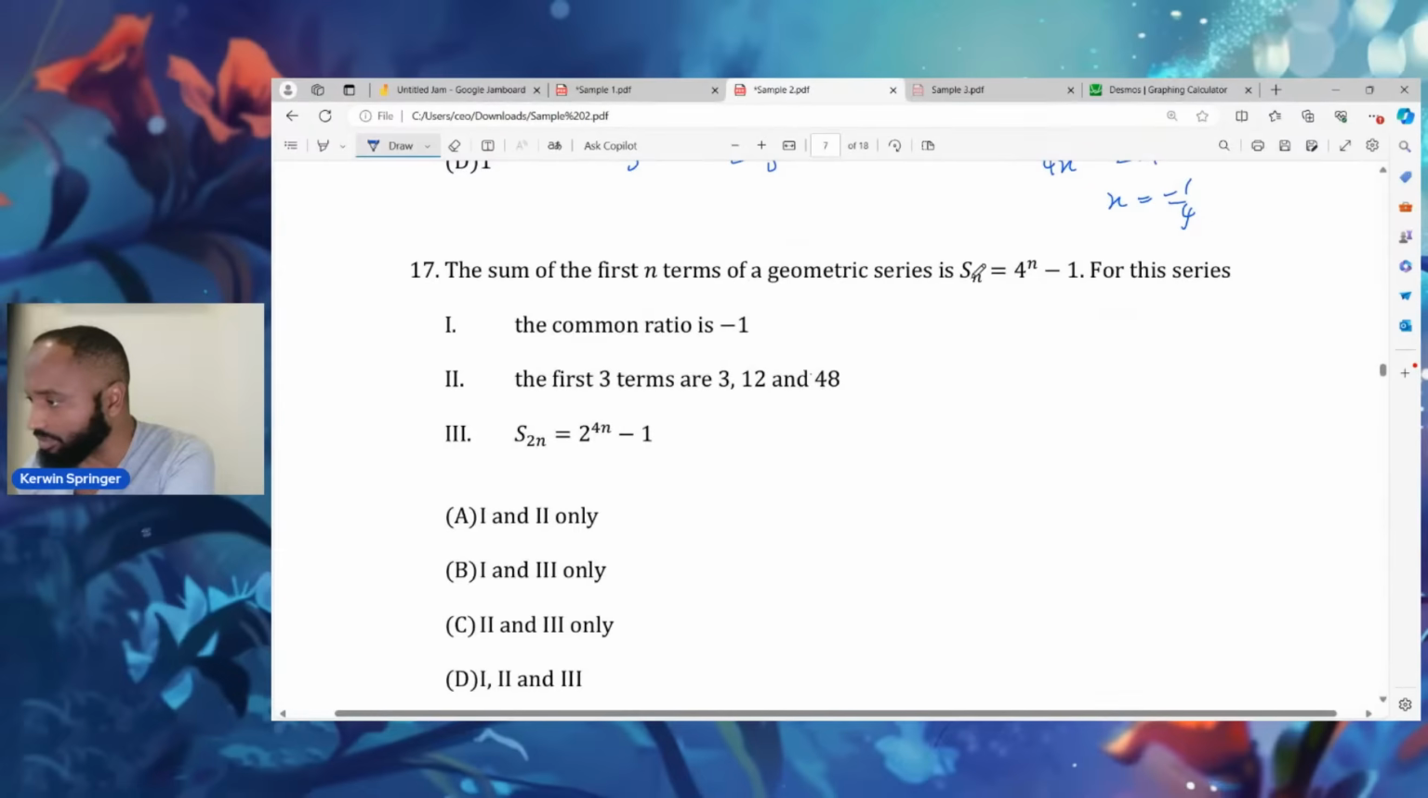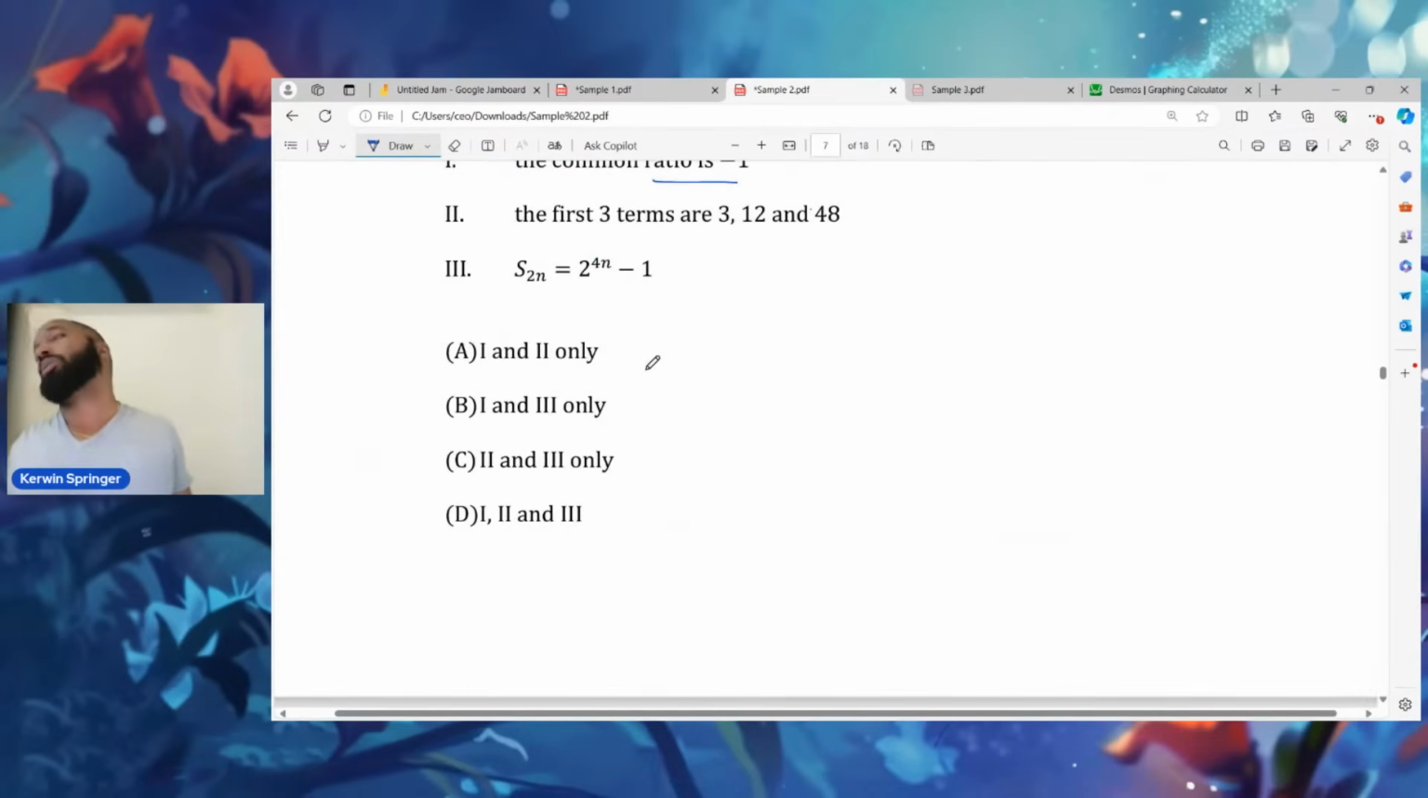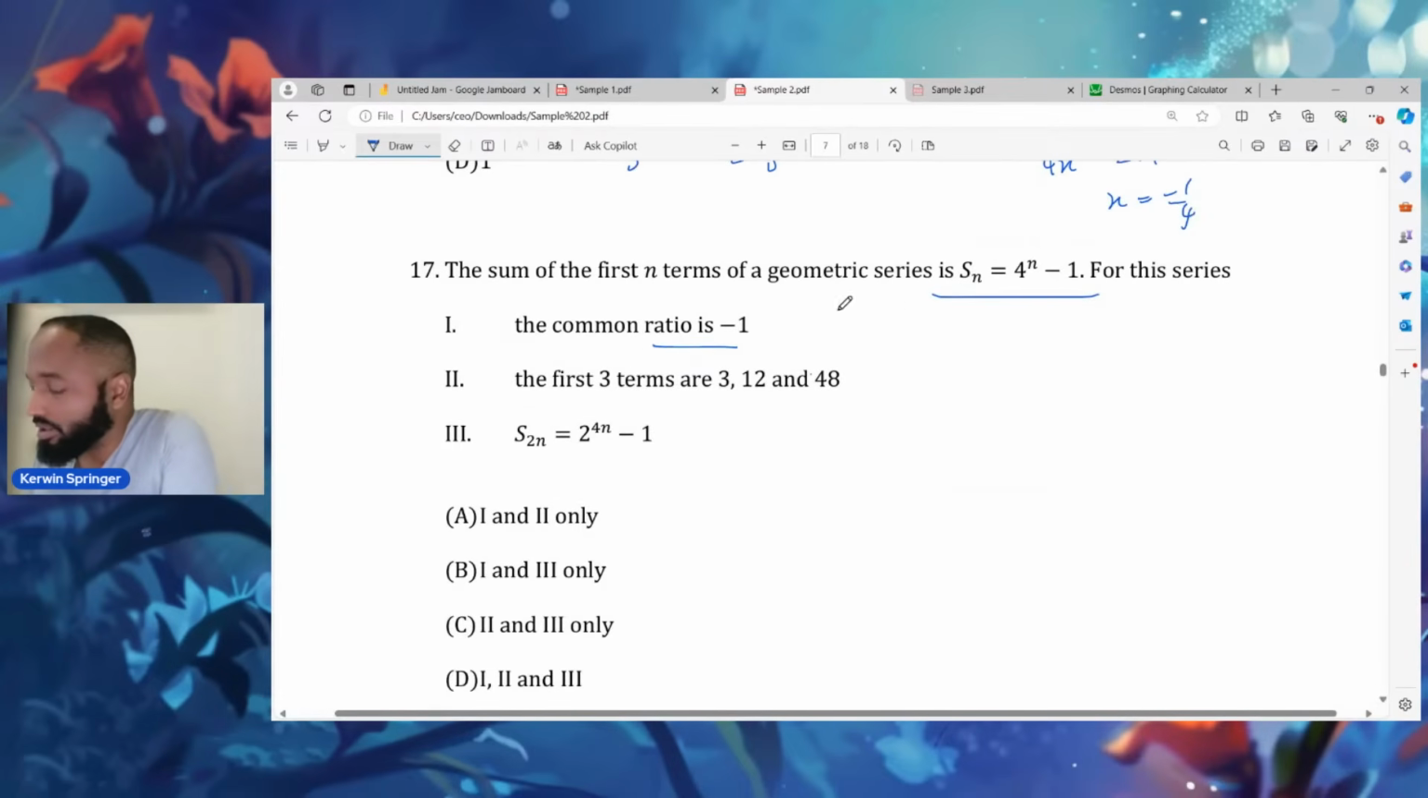So the sum of the first n terms in a GP is given by that. For the series, the common ratio is -1. All right, let me see if I can catch myself here, because I do this question in life like maybe 400 times, about 10 times or so. And for some reason, I was thinking logs. I'm tired. So the sum of the first n terms of a geometric series is Sn. For this series, the common ratio is -1. Okay, let me substitute now.